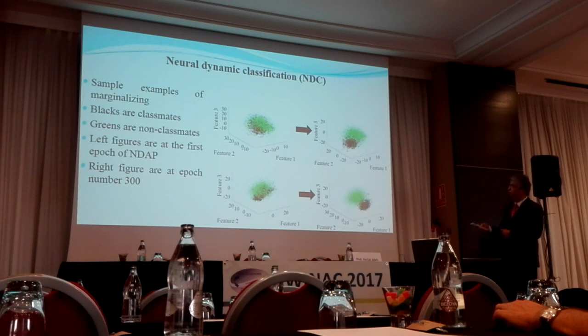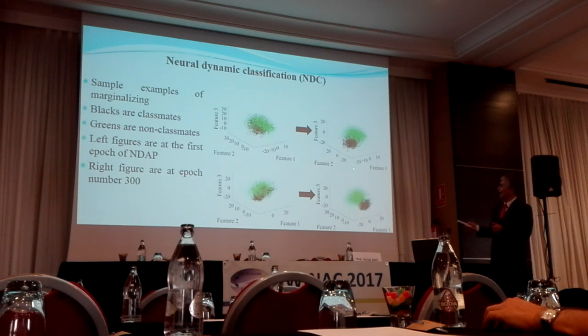Here are sample examples of marginalizing. Blacks are classmates and green dots are non-classmates. We want to separate them. This is the first epoch, and this is after 300. Look here, they're all mixed. And after 300, they are separated: classmates versus non-classmates. And here's another one, epoch 1, and after epoch 300.